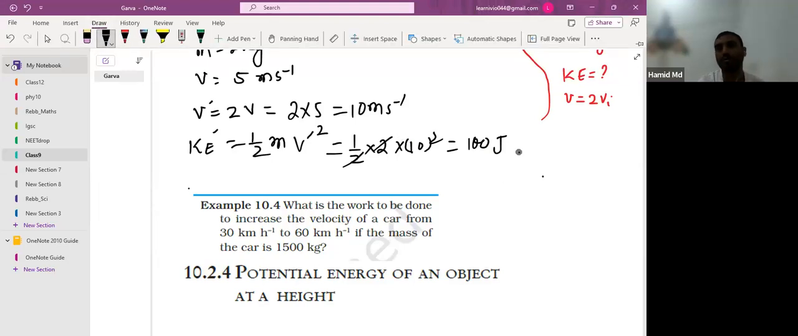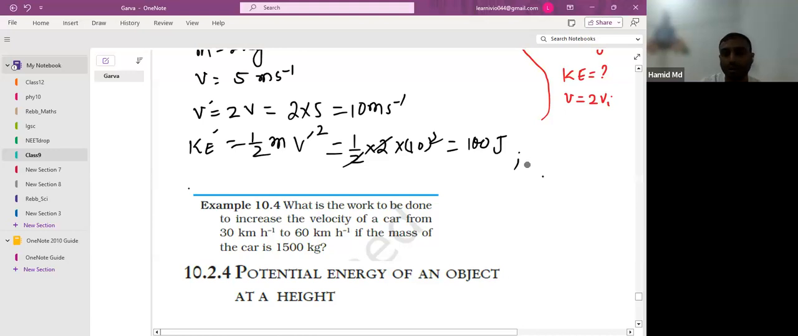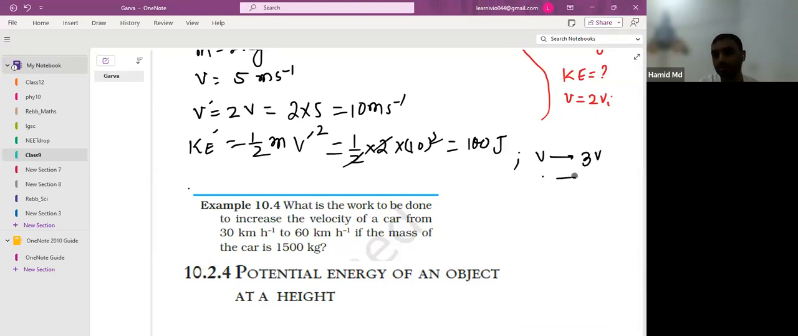So I think you guys are not understanding. That's why, see, I'm doing the second part. When v is 3 times, so we all know that 3 into 5 is nothing but 15. So kinetic energy will be half of m into v, this time I'm writing it double prime, so double prime square.